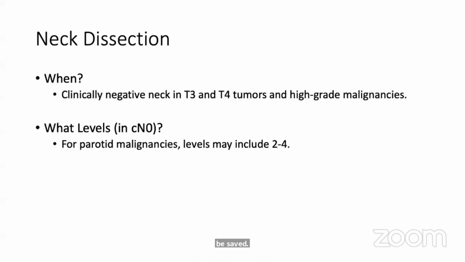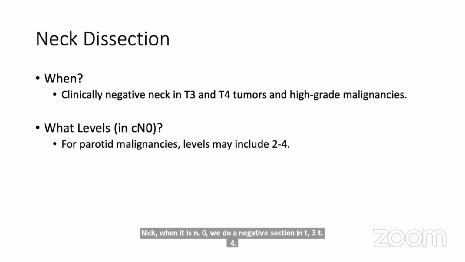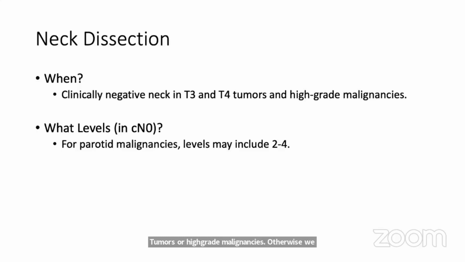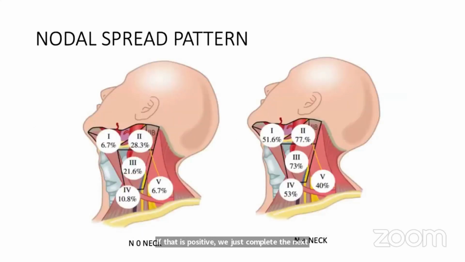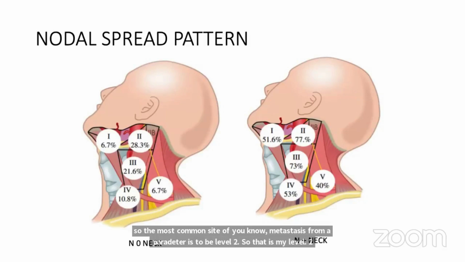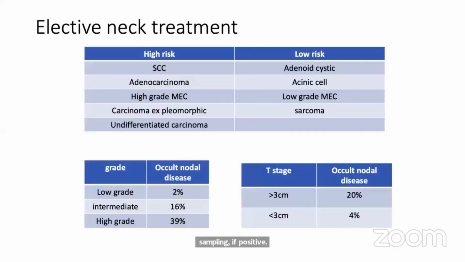So neck, when it is N0, we do a neck dissection in T3, T4 tumors or high-grade malignancies. Otherwise, we just do a level 2 sampling. If that is positive, we just complete the neck dissection. The most common site of nodal metastasis from parotid is to level 2. So that is why we do level 2 sampling, and if positive, we complete the neck, or in a high-grade T3, T4, we do a 1 to 3 neck dissection. That should suffice.